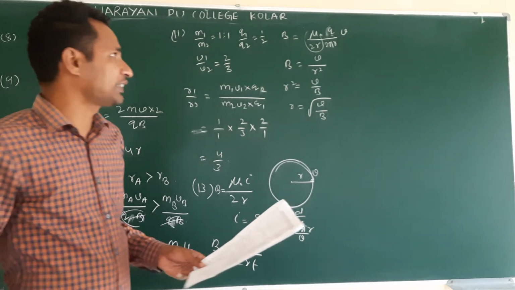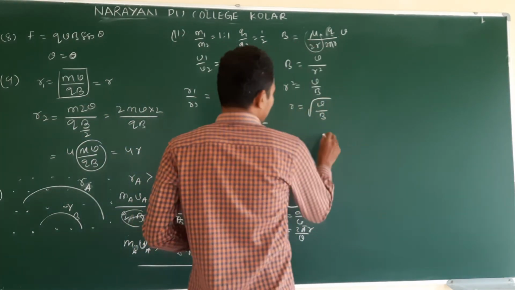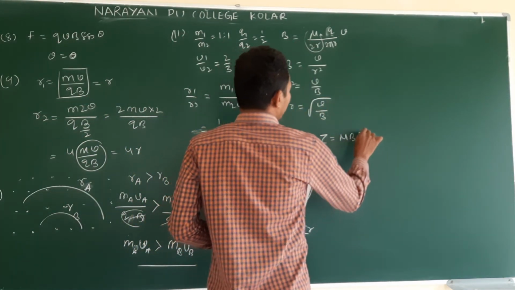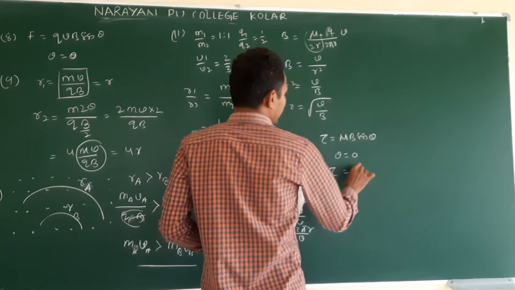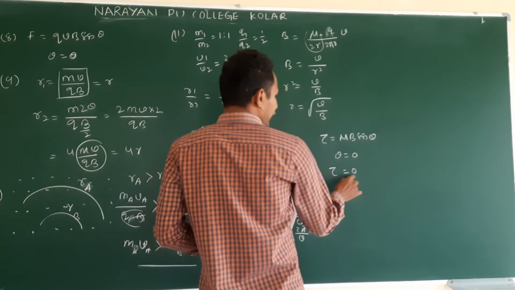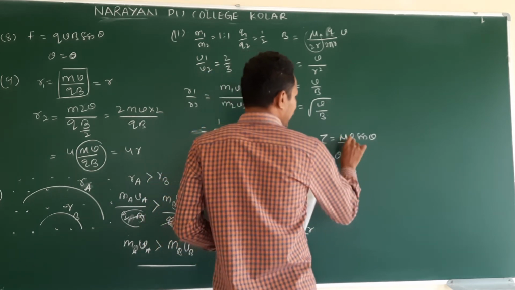Because of the angle, what is the torque formula? Rotation means torque. Torque is equal to mB sin theta. Here, if theta is 0, then torque is 0. We will take theta as the angle between m and B.